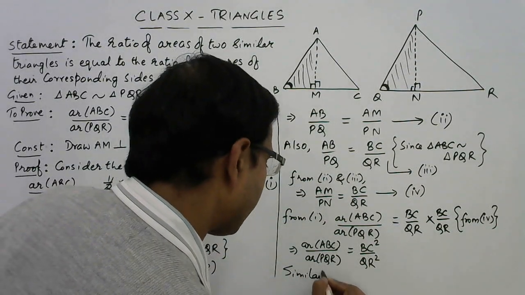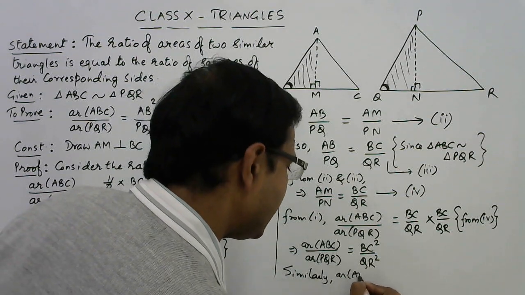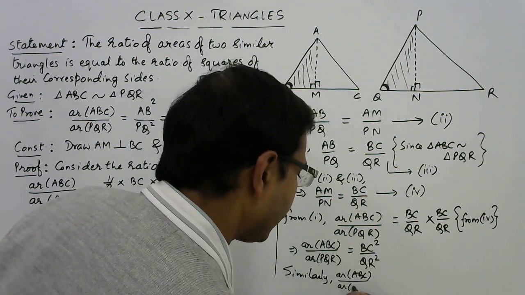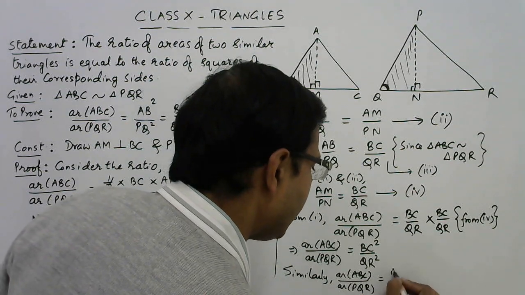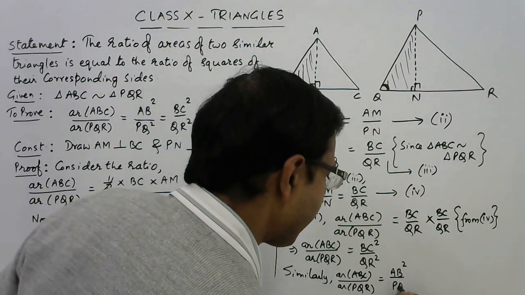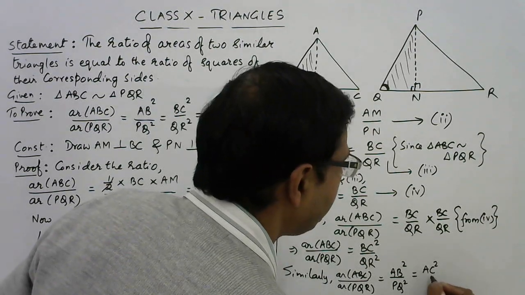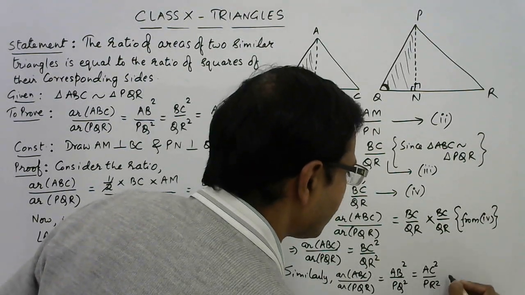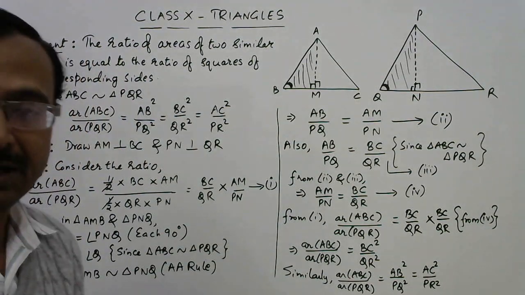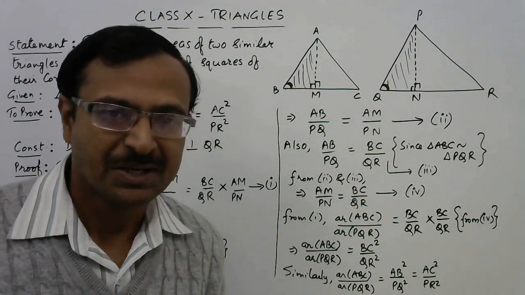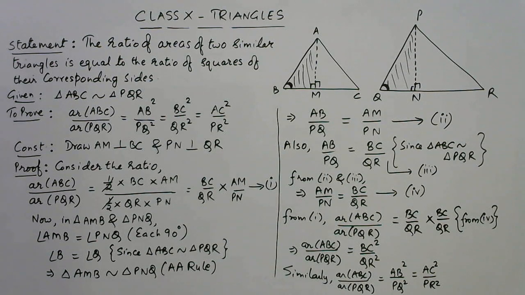Similarly, area of ABC upon area of PQR can be proved equal to AB square upon PQ square or AC square upon PR square. So this proves the theorem, very important theorem for board exams. Students, you can take a screenshot of this exact method through which this theorem is to be proved in the exam, so as not to lose any marks. And if you solve it like this, 4 marks are yours.